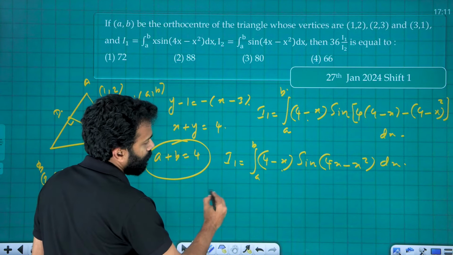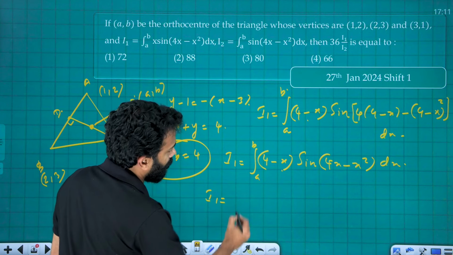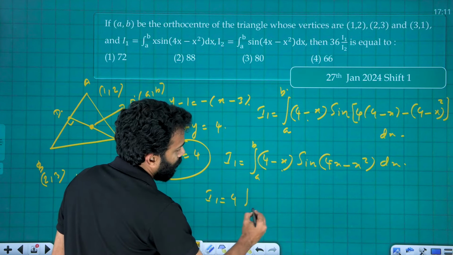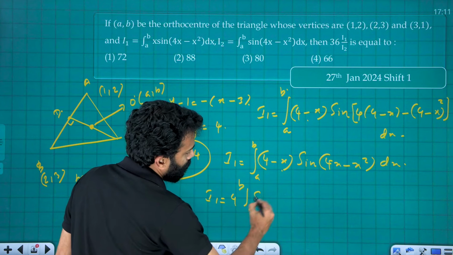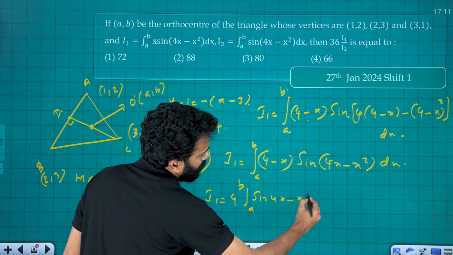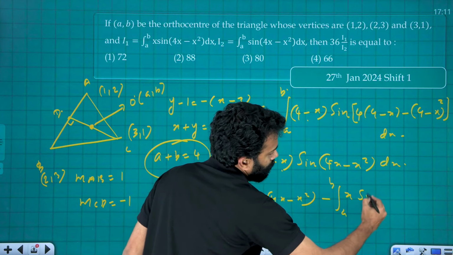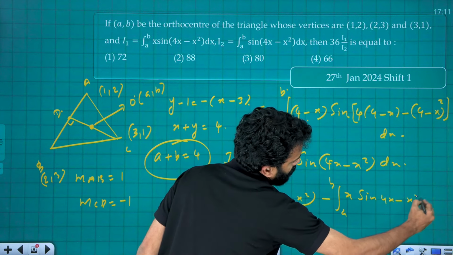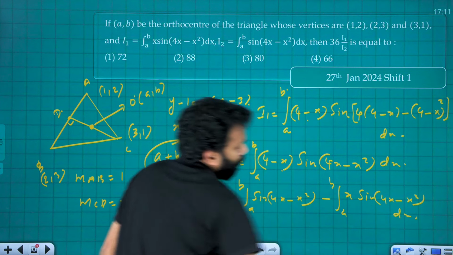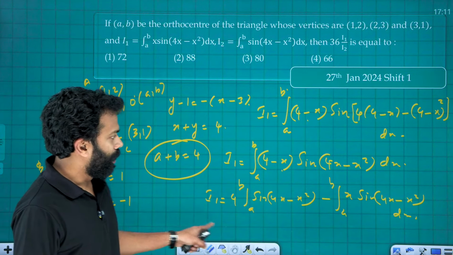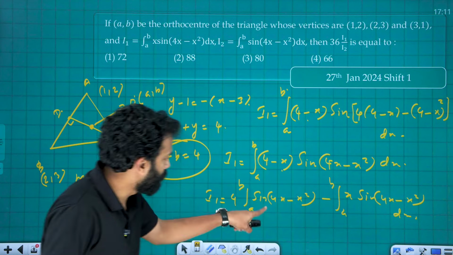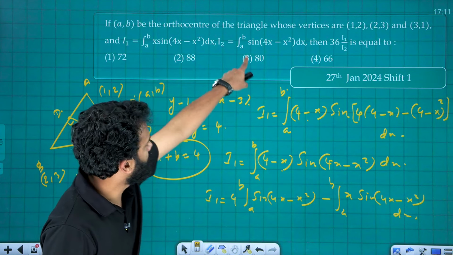Therefore, I1 is equal to, if you open the bracket, 4 into integral a to b of sine of 4x minus x square, minus integral a to b of x into sine of 4x minus x square. Okay, back to ground zero. This is I1. This is also I1, right? And what about this one? Yes, this is I2, right?